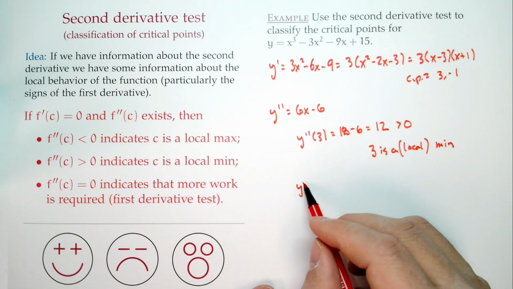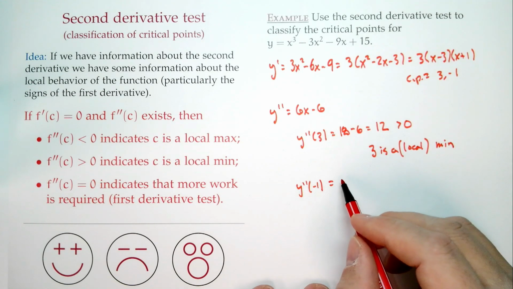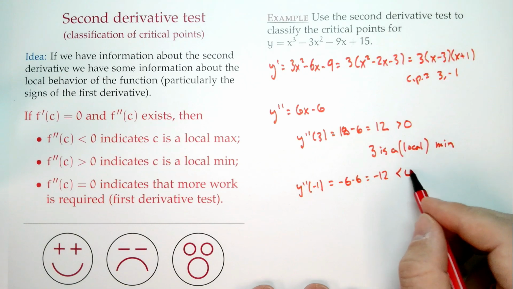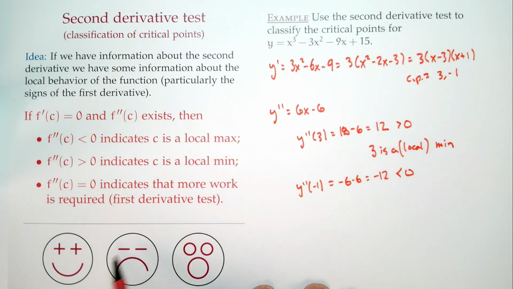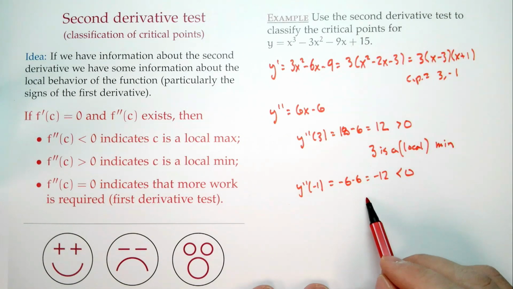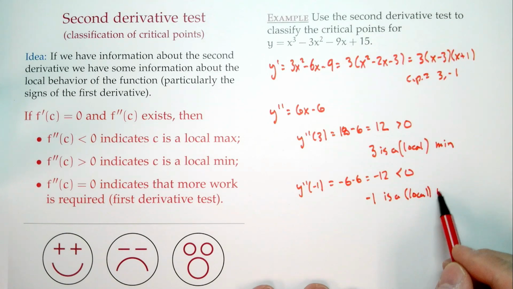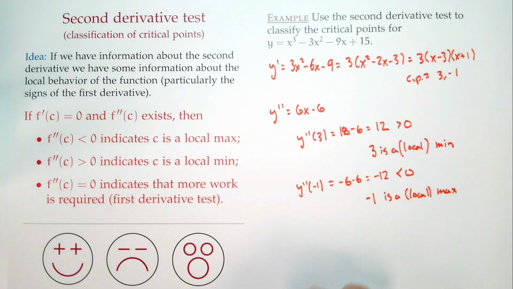Plug in negative 1. So we plug in, we get minus 6, which is minus 12. That's negative. What does that mean? Well, it means we have that frowny face. And therefore, we can say that negative 1 is, again, a local max. So we don't have to test both sides. We just test at the point. And therefore, we're good to go.